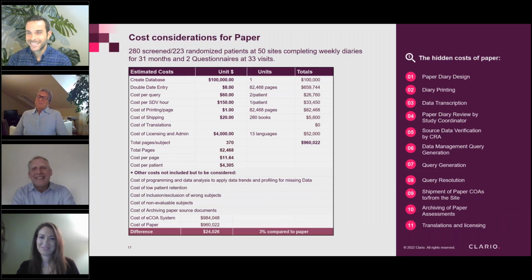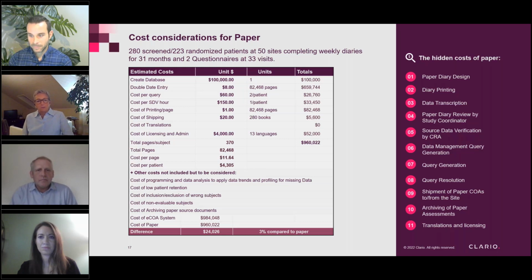It's one of these questions that is perpetual. You know, it's always going to be there. And I've done a lot of work to try to determine a way to demonstrate what paper costs. The pricing model for electronic data capture is pretty standard across the industry now, but the paper cost is not.